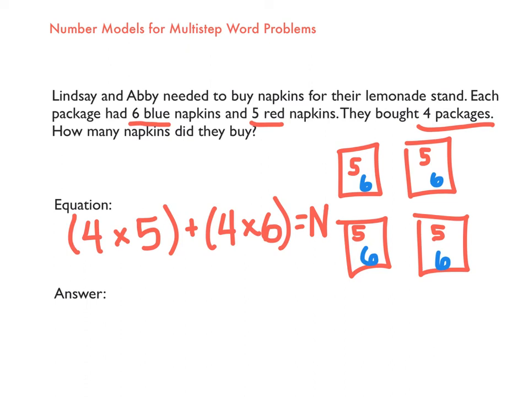Okay, so now we can begin solving this. So 4 times 5, so 5, 10, 15, 20, plus 4 times 6. So I know 4 times 5 is 20. I want to add another group of 4, so that'll be 24. We need to add those up now. So 20 plus 24. So that means that they bought 44 napkins. And again, don't forget about your unit.